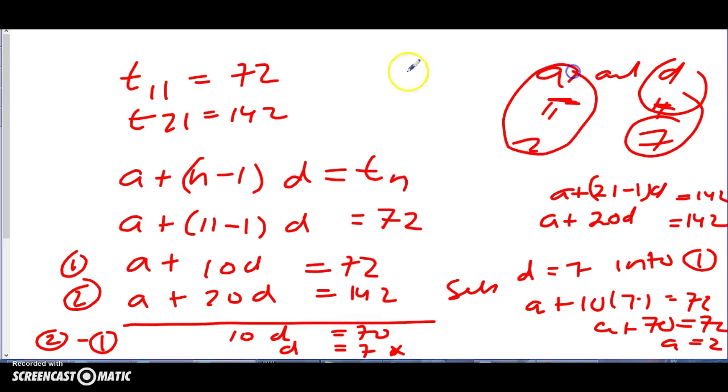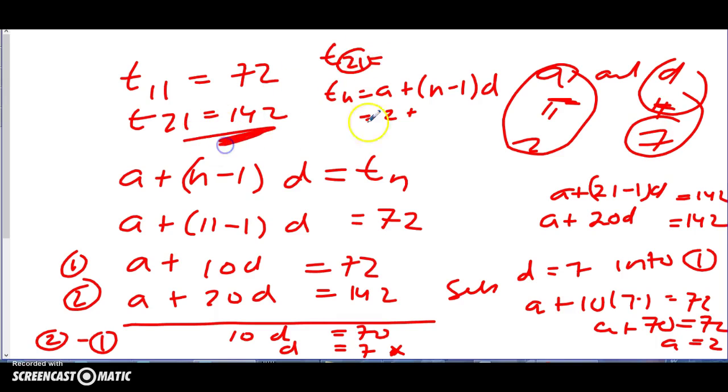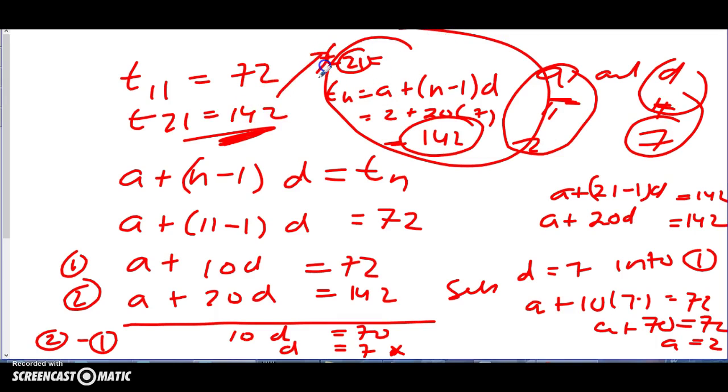Now, if I want to make sure I'm right, I can check. I know that Tn is equal to A plus n minus 1 times D. With A equal to 2, I want to find out what T21 is, because I know that T21 is 142. So n minus 1 is 20, and my D was 7. That's 2 plus 140, which is 142. 142 is correct for T21. So I'm going back and checking in T21.